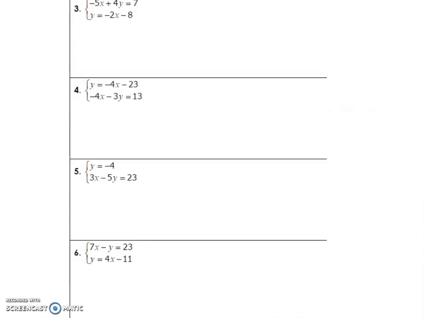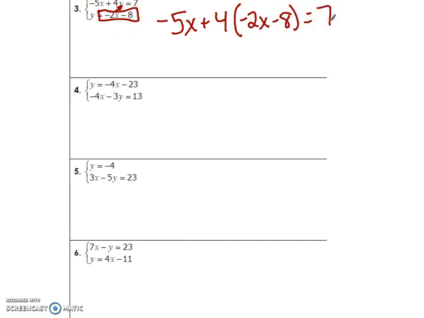All right, so let's look at an example that's not quite so easy. Okay, so let's look at number 3. Notice y is solved for in the bottom equation, but it is not in the top equation. Okay, so we're going to use this and plug it in for y in the first equation. So we get negative 5x plus 4 parentheses all of y, negative 2x minus 8, equals 7.